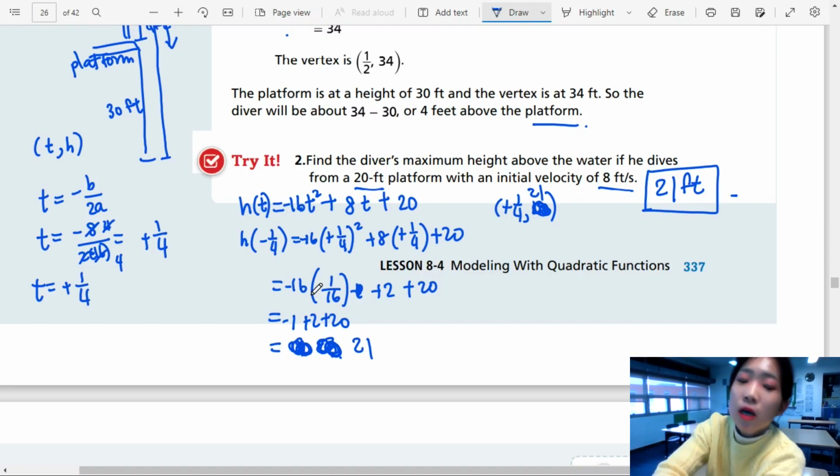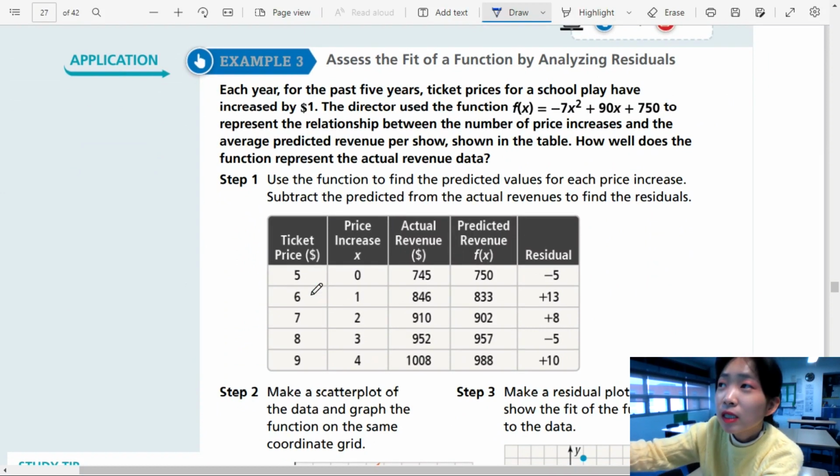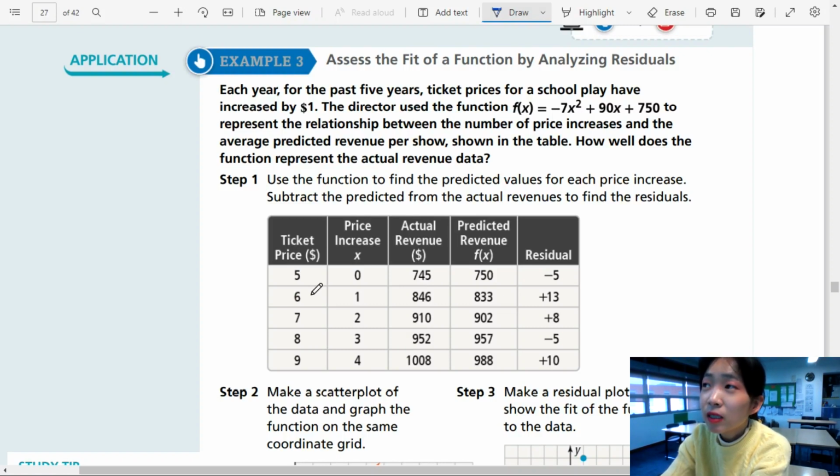That should be correct. Now let's move on to example 3. Assess the fit of a function by analyzing residuals. Each year for the past 5 years, ticket prices for a school play have increased by $1. The director used the function f of x is equal to negative 7x squared plus 90x plus 750 to represent the relationship between the number of price increases and the average predicted revenue per show shown in the table. How well does the function represent the actual revenue data?